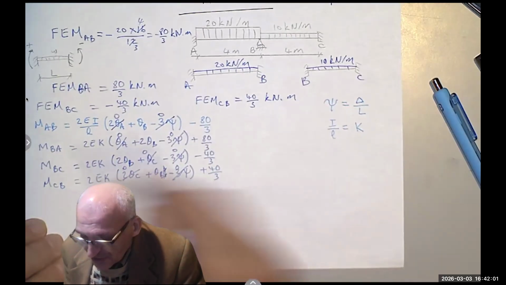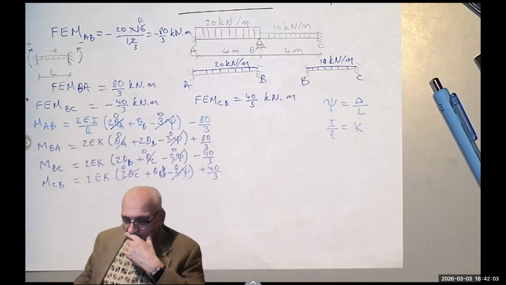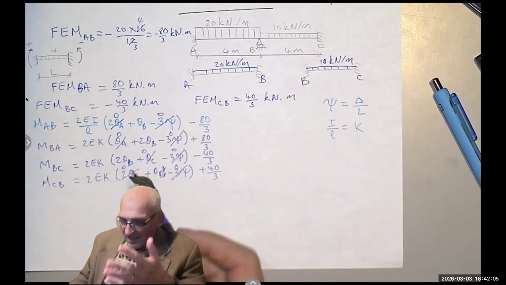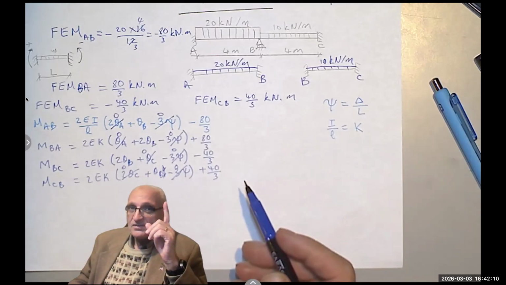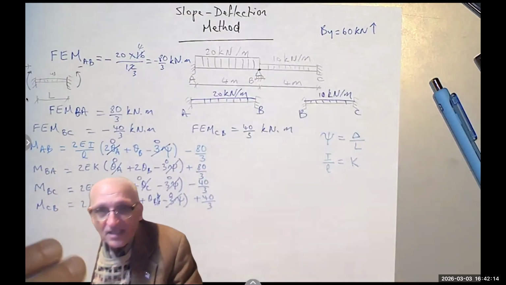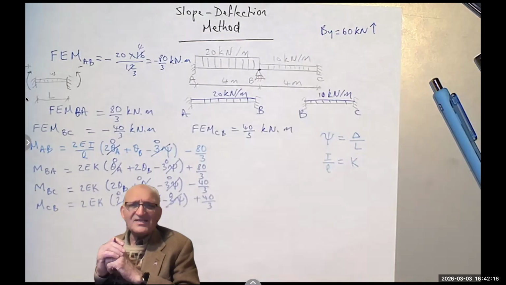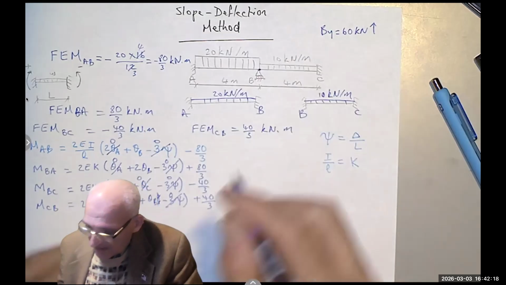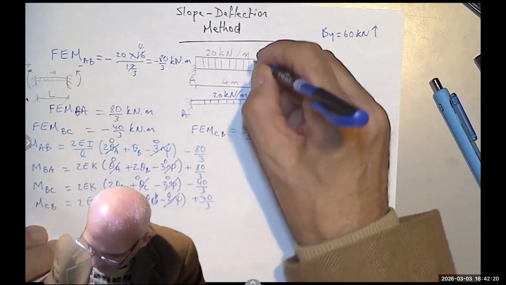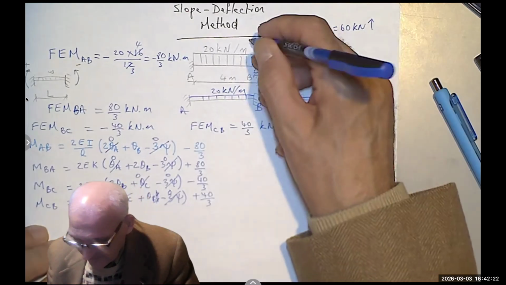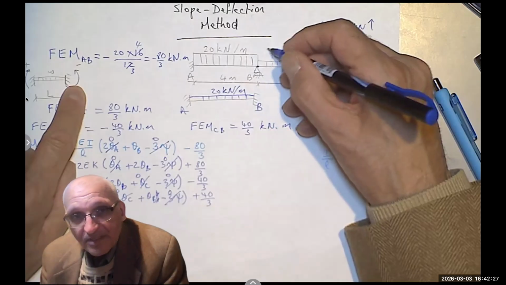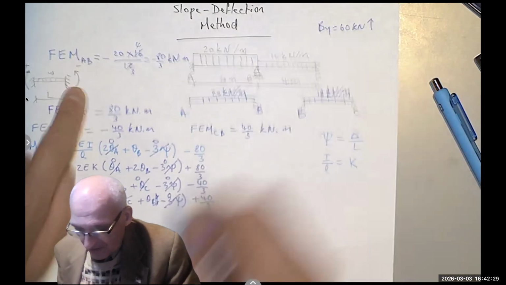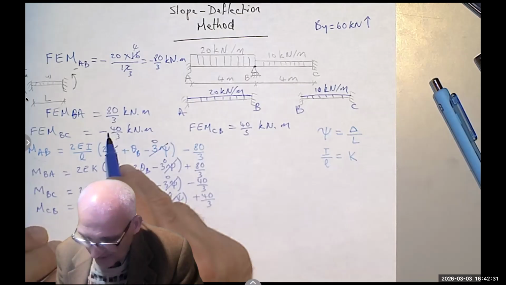Alrighty, so after doing that, I'm stuck. I have E and K and theta, and I have something very important. I know that the total moment at B equals 0. Yes, because this moment that we consider to be positive on the left is exactly equal to another moment that is negative on the right.